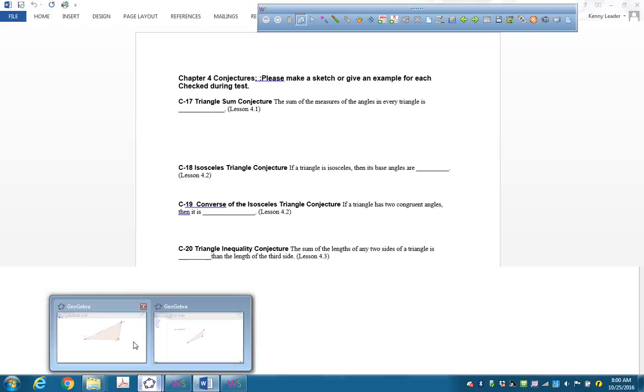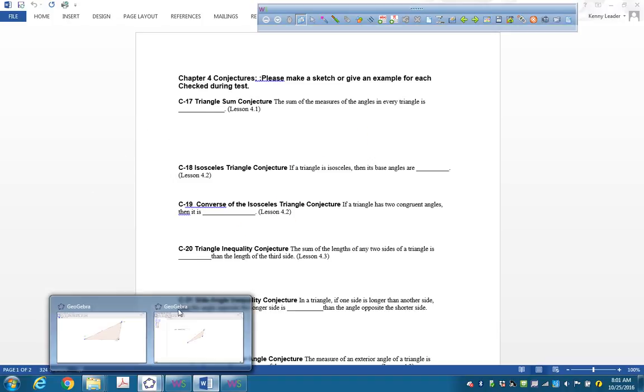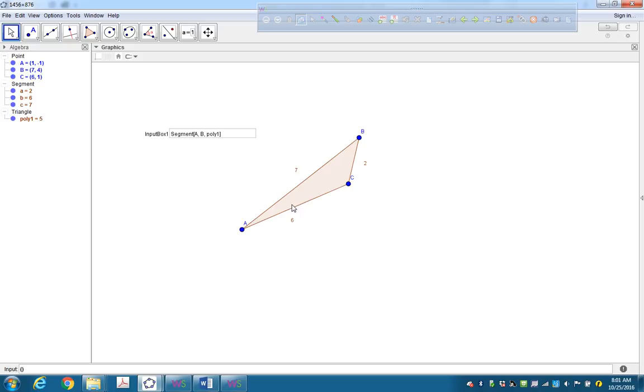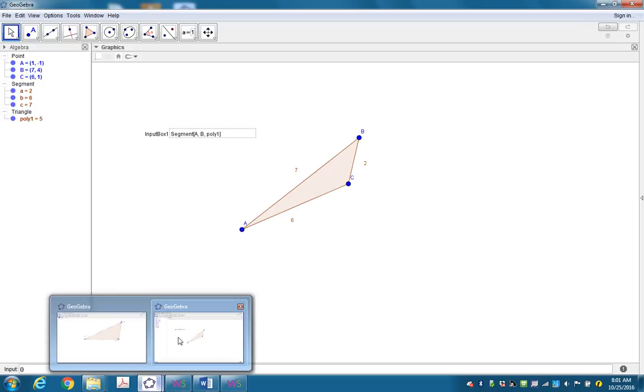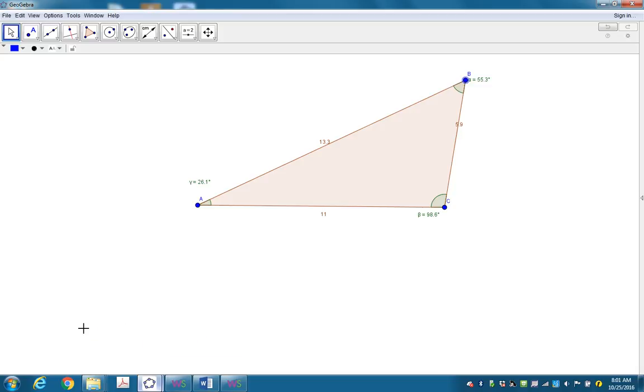So let's go back to GeoGebra. You can use the same triangle you had. Where's a triangle? Is this it? No, not that one. Where's the other one? This one? This one. Okay?